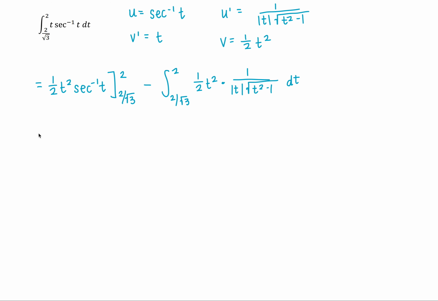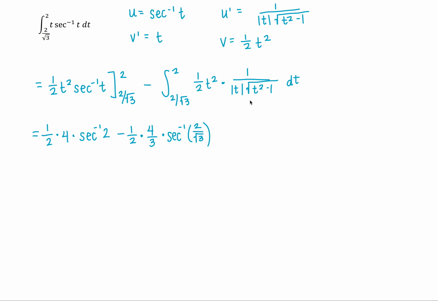When I come over here, I can start to evaluate. I'm going to put that 1/2 here. So starting with the 2 squared is 4, so I have 1/2 times 4 times inverse secant of 2 minus 1/2 times t squared, when t is 2 over the square root of 3, is going to be 4 over 3 times the inverse secant of 2 over the square root of 3. Okay, and we'll just work that out as we go.